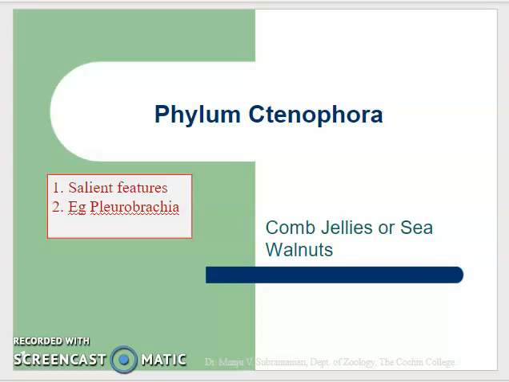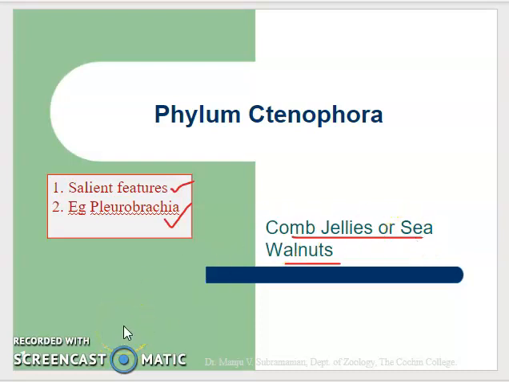Welcome back, students. We'll be starting with module 1, and in that module 1 we'll be discussing phylum Ctenophora. From this phylum, you have to study the salient features and an example from this phylum, that is Pleurobrachia. The organisms coming under this phylum Ctenophora are usually called by the name comb jellies or sea walnuts.